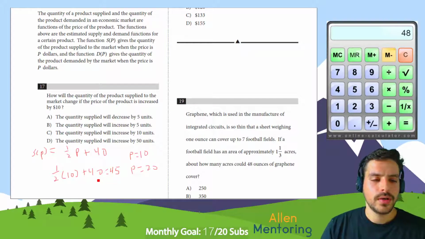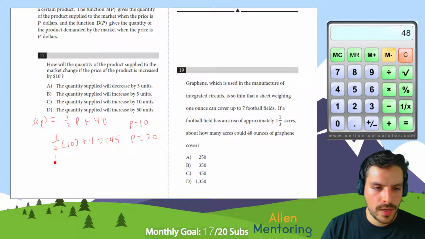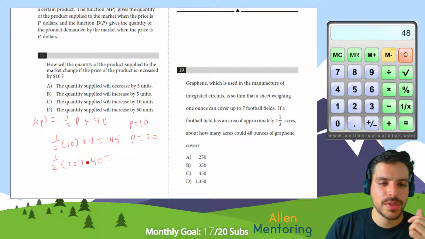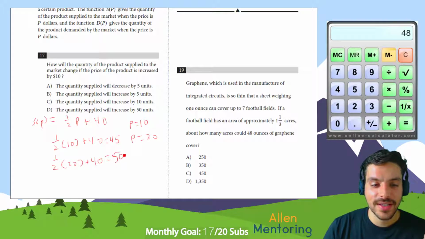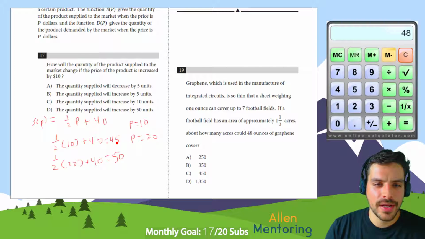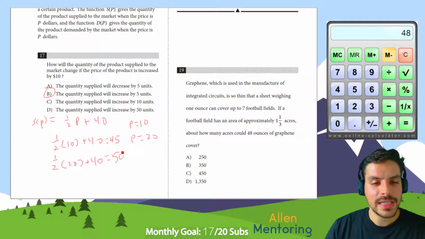Okay, now what would happen if you plugged in 20 into that equation? 1/2 times 20 plus 40 equals, so 1/2 times 20 is 10, plus 40 is 50. I had like a brain pause. Okay, so the quantity supplied will actually increase by 10 units. Okay, and we know that for sure. It's really easy to see here, right?